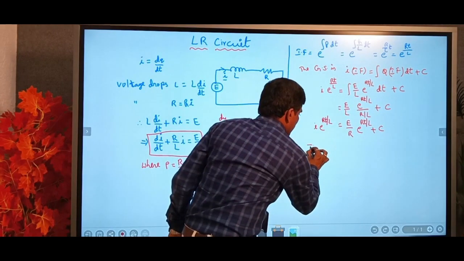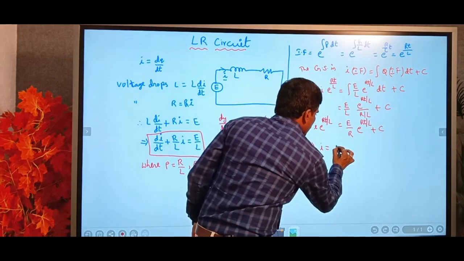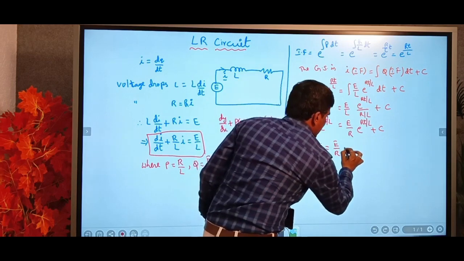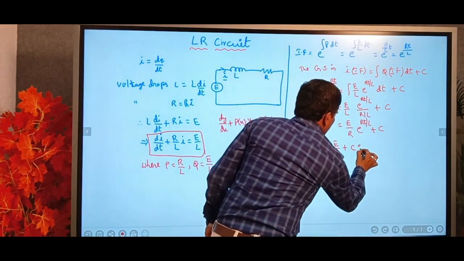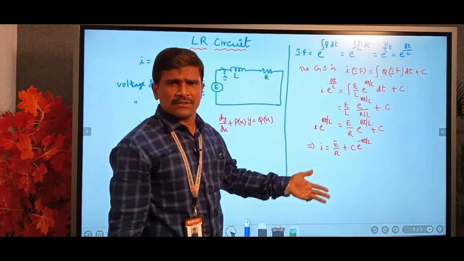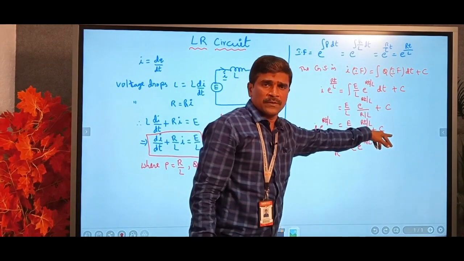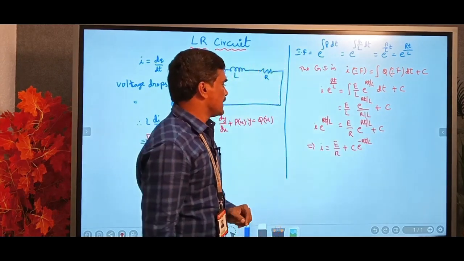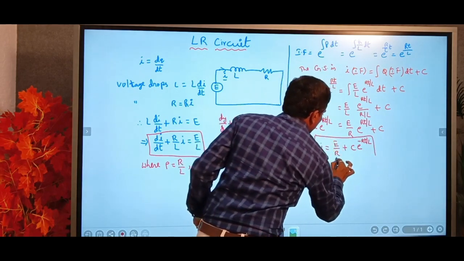Substitute both sides e power RT by L cancel. From that we get I is equal to E by R, so here both sides e power RT by L cancel, plus C into e power minus RT by L, or otherwise dividing with e power RT by L, taking it into the numerator, we get e power minus RT by L, right? This is the current.